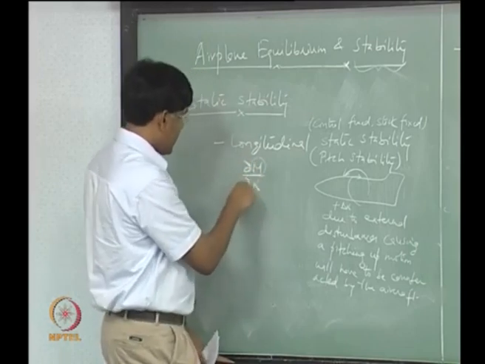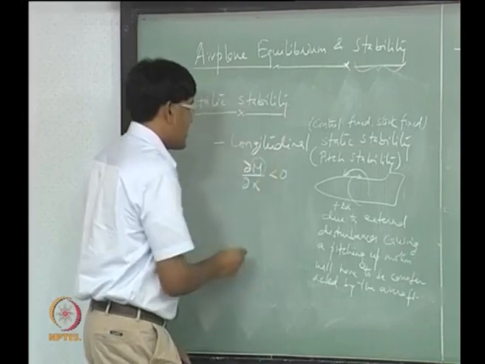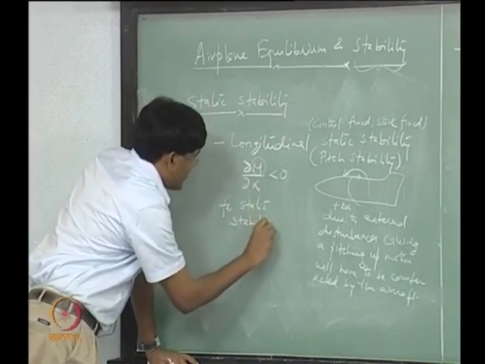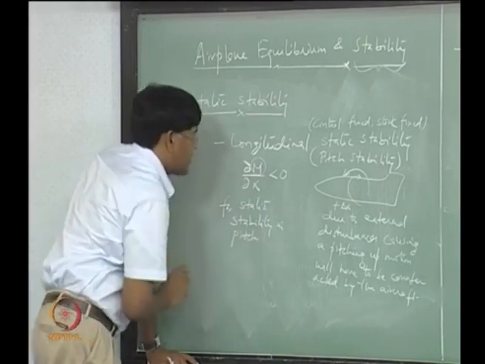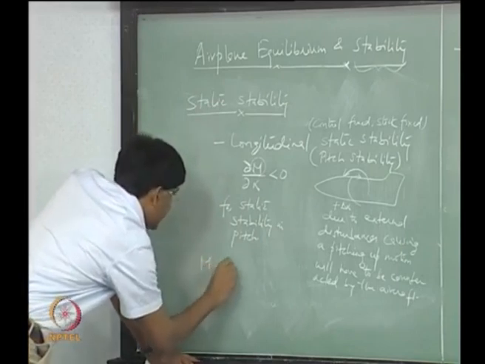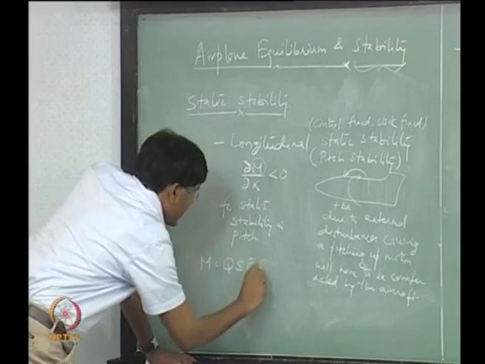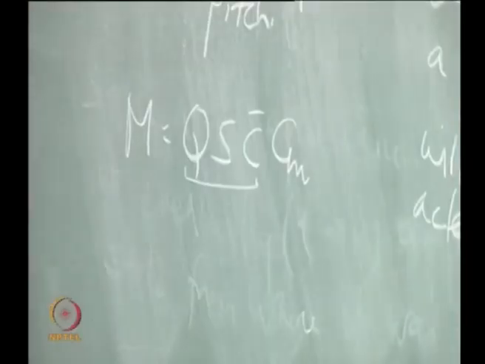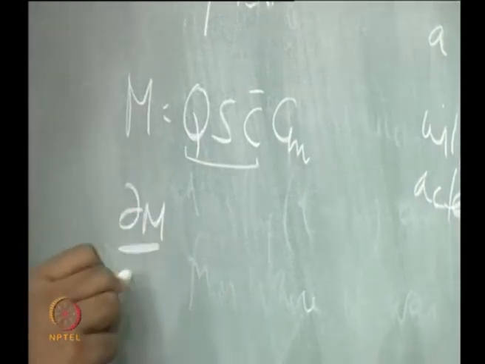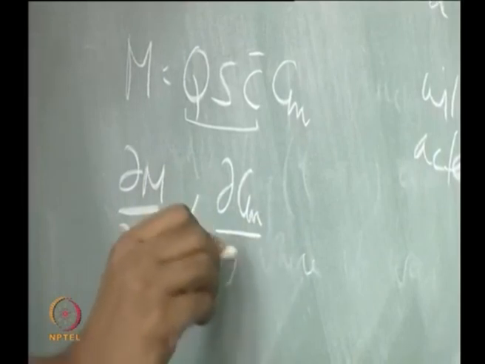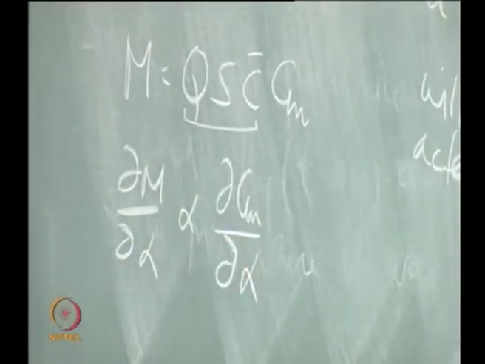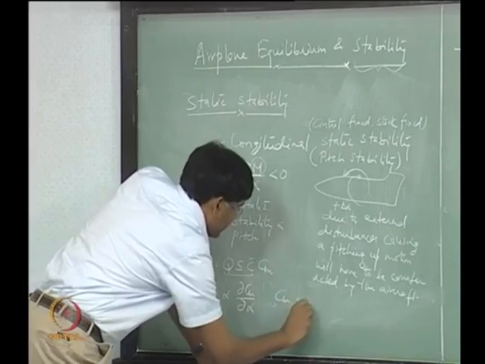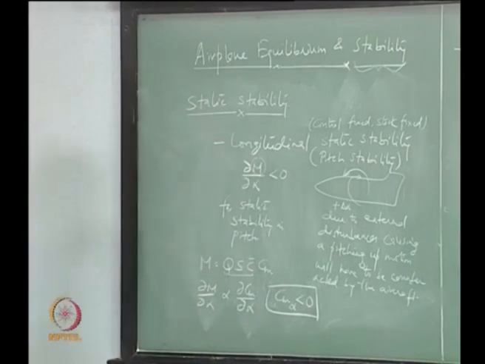Writing it in mathematical terms, this derivative must be less than 0 for static stability in pitch. M is the pitching moment, so M is Q into S into C bar into Cm, where Cm is the pitching moment coefficient. Now, with these three quantities remaining constant, you can also write this derivative as dCm over d alpha, and sometimes it is also written as Cm alpha, which should be less than 0 for pitch stability.